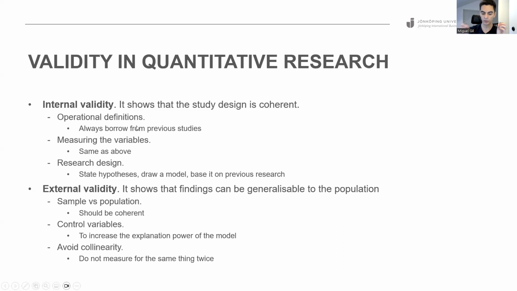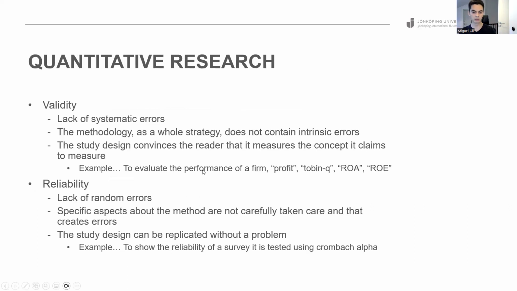So in terms of your definitions and your variables, I mentioned that a lot in lectures 6 and 7 of quantitative research: always borrow definitions and always borrow variables from previous studies. In that way, you are showing a kind of consistency. You are not making things up out of nowhere. If you want to measure performance, because performance is an important concept, use variables that have been used before. Profit, Tobin Q, ROA, ROI. There are many studies using these variables as performance.